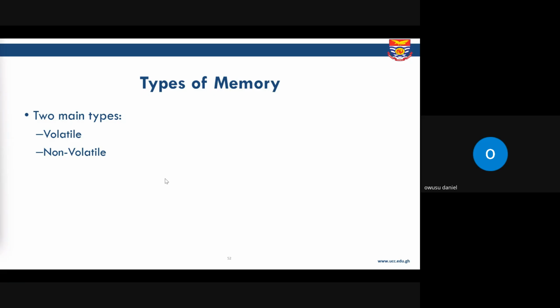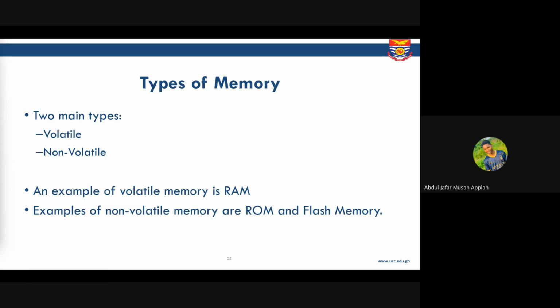Can we have the RAM? RAM is a volatile memory. What about the non-volatile? The flash disk, flash memory.